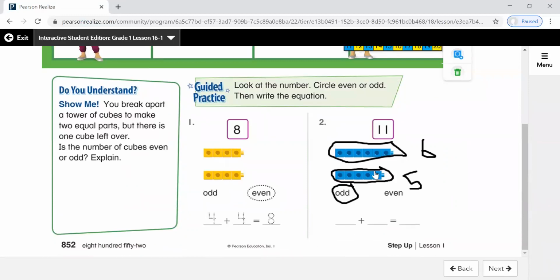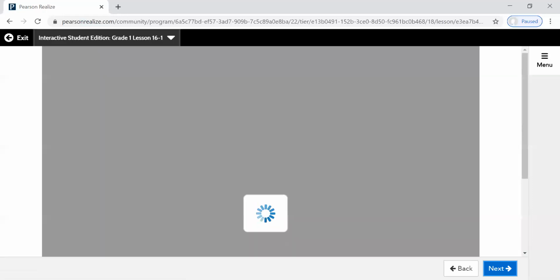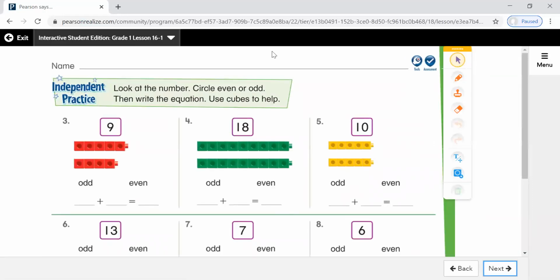Now, what's the equation here? Write it. How many cubes do I have in the first group? 6. How many cubes do I have in the second group? 5. What's the answer? The answer will be the number in the card. Answer is 11. Question number 3, try it yourself.